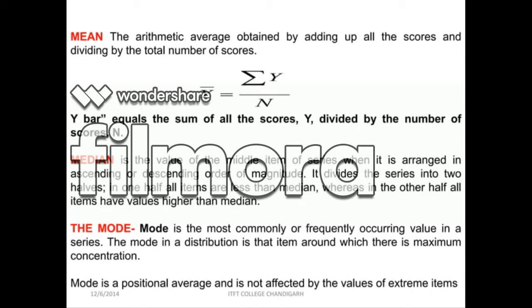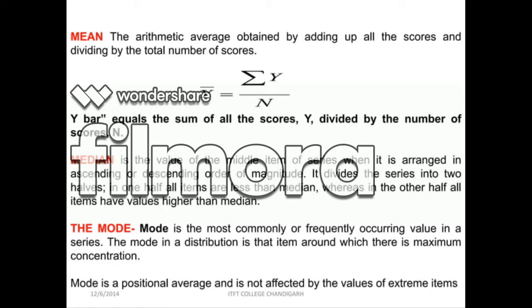Now let's talk about each calculation method. So we have the mean. The mean is the arithmetic average obtained by adding up all the scores and dividing by the total number of scores. So we have the formula right here. I am not a mathematician, so let me just try to impart this as much as I can. The solution here is what we call y bar, and it equals the sum of all the scores, y, divided by the number of scores, which is n.